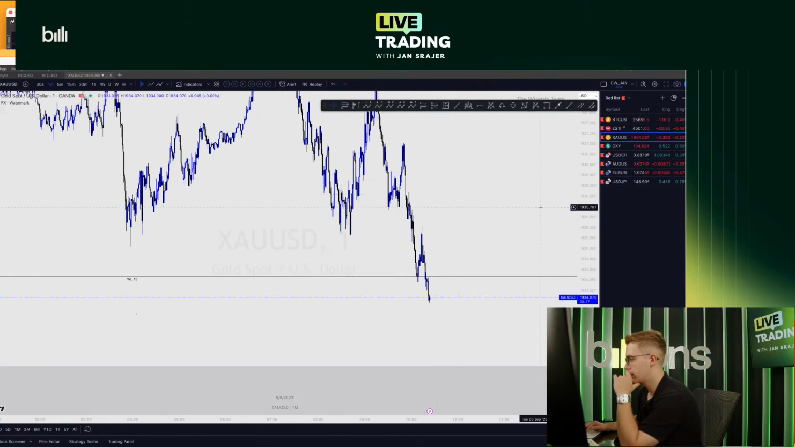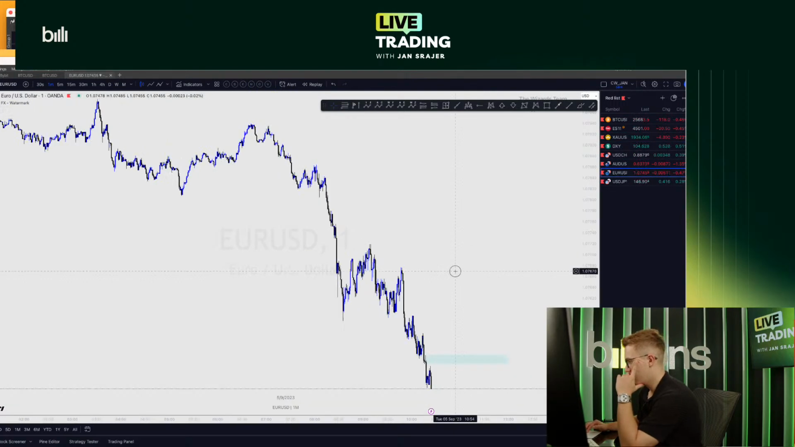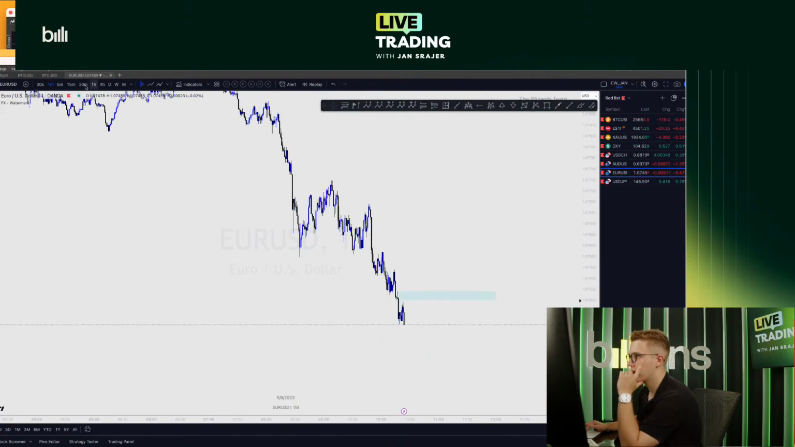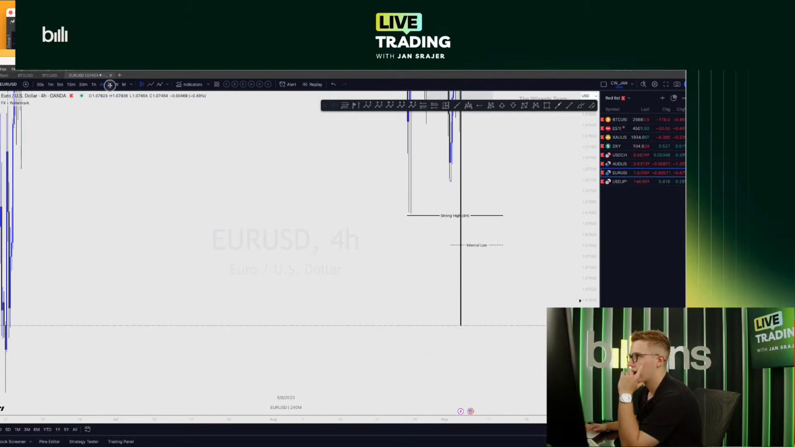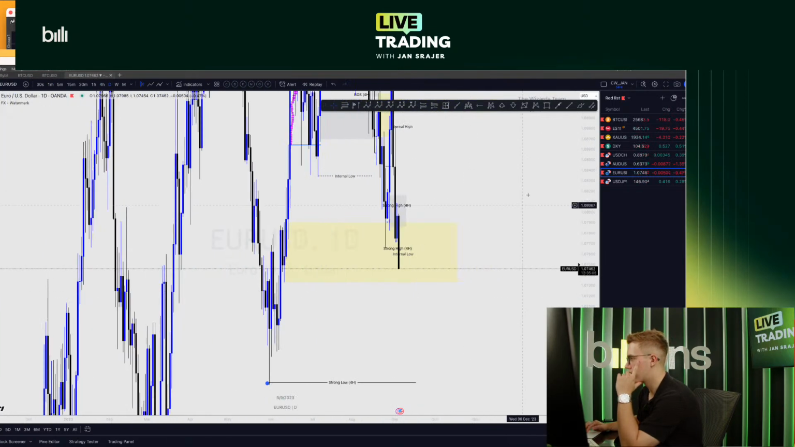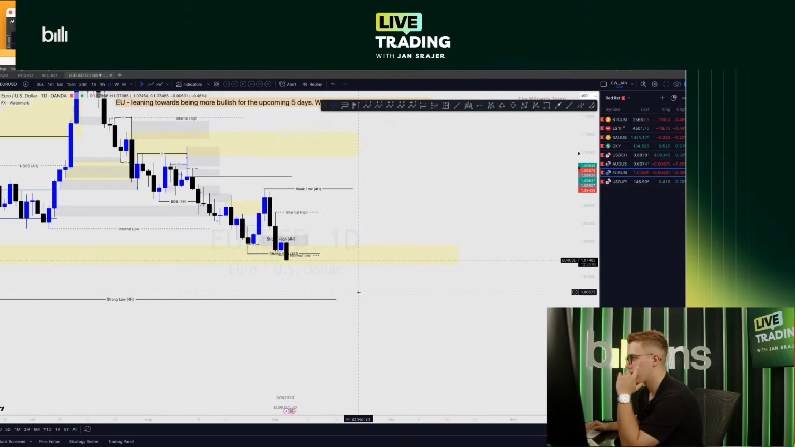All right, BTC keeps moving down to our key level. EU also moving down again, perfect. For our chart, let's analyze EU a bit more, because here we are potentially getting a play.